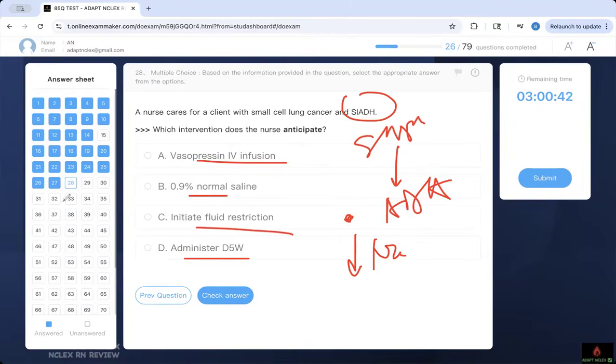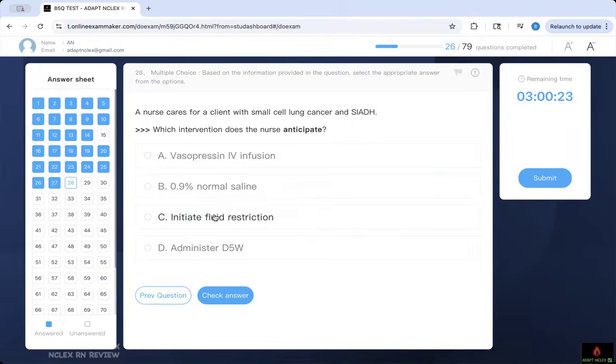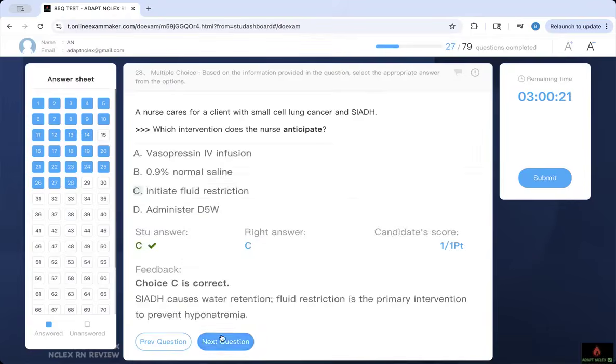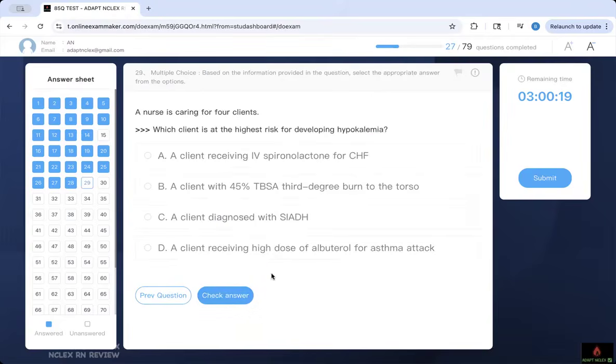But I can tell you, you don't need vasopressin because you have too much of it. Your sodium is too low. 0.9% is too low. We need 3%. Fluid restriction is much better. And giving them D5W, they're already fluid overloaded, so you should not do that. Therefore, this is the right answer. These endocrine questions are straightforward, and I know you got it.